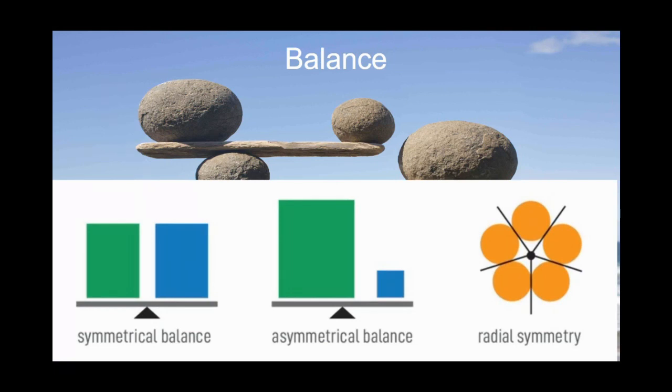If we divide an image in half down the center, symmetrical balance refers to the left side and the right side, or the top and the bottom, being the same. Asymmetrical balance is when the left side and the right side are different, but they're still evenly weighted, or still evenly distributed in what types of images are on each side. The third, radial symmetry, does not have us divide the image in half, but instead has a single point in the center, and everything is the same or very similar, radiating out from that point.